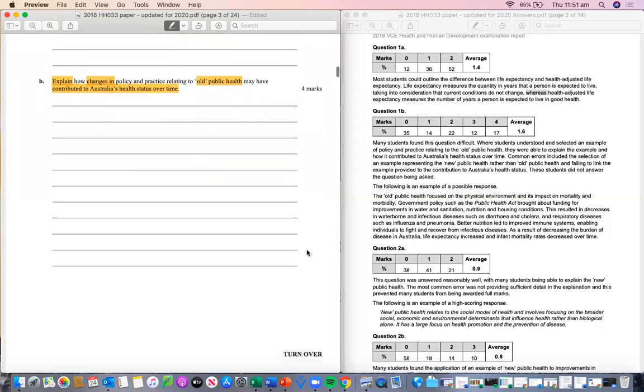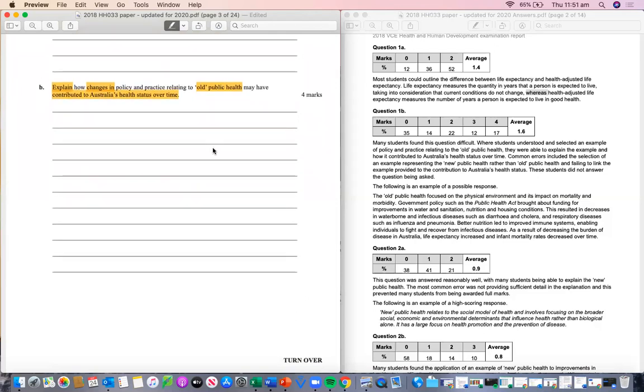Question 1B. Explain how changes in policy and practice relating to old public health may have contributed to Australia's health status over time. I tried to break this down to be as simple as possible. That's why I highlighted explain, changes in, old public health, and contributed to Australia's health status over time. The reason I didn't highlight policy and practice is because you're looking at the changes in old public health initially, and looking at its contribution to Australia's health status.